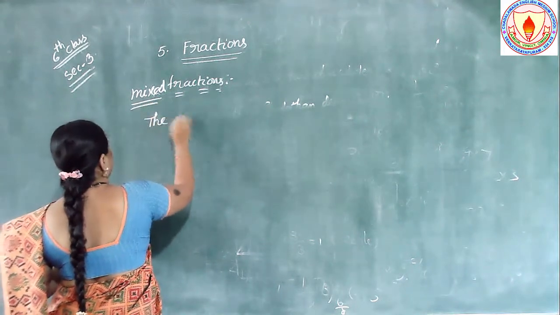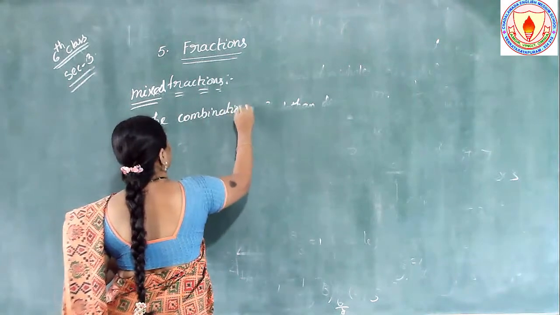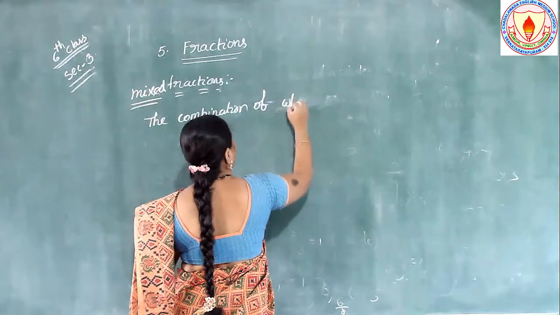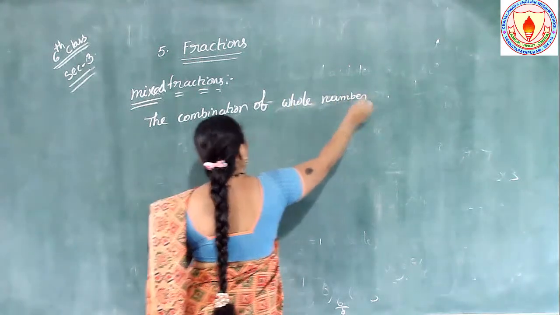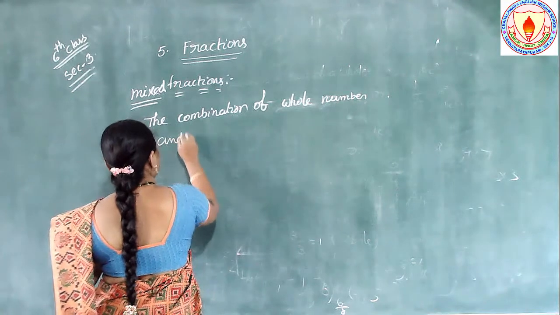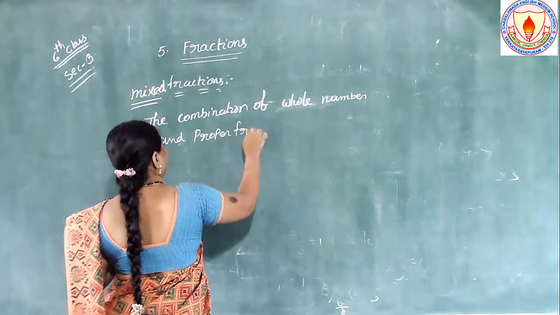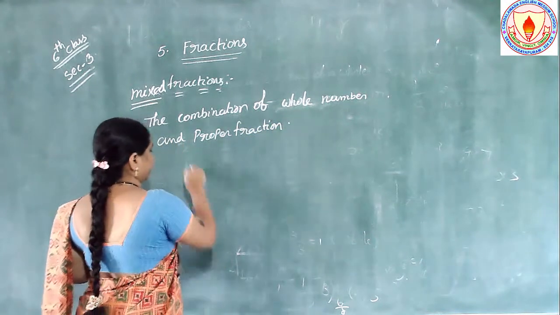The combination of a whole number and a proper fraction. ఒక whole number ఉండాలి, అలాగే ఒక proper fraction ఉండాలి.